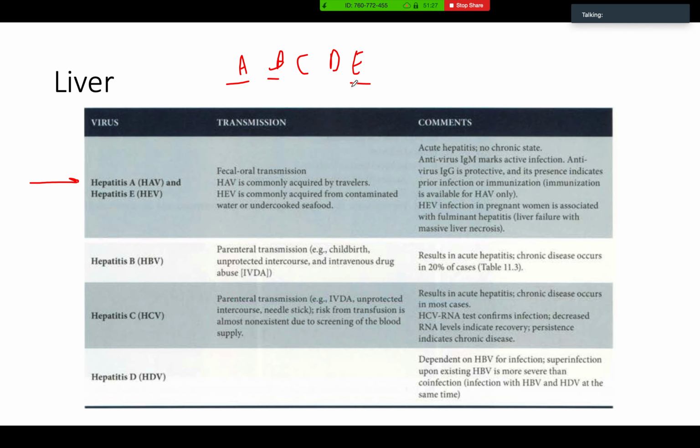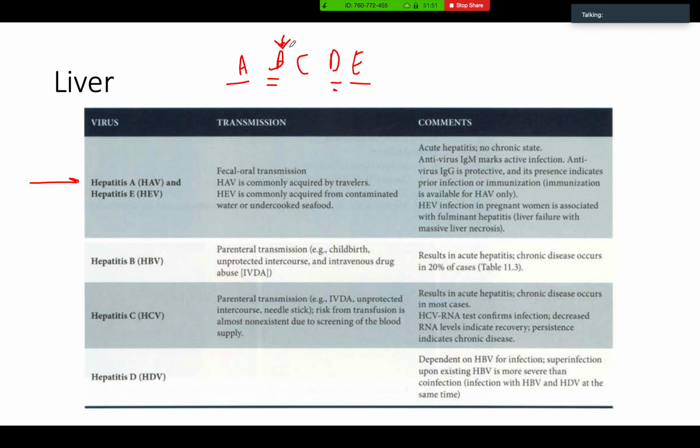B and D, good. And what about for like sexual transmission? B big time. I really want you to think about B big time for sexual transmission. D can be as well, but B is the one that's more common, I guess, and the one that I really want you to focus on being sexually transmitted.